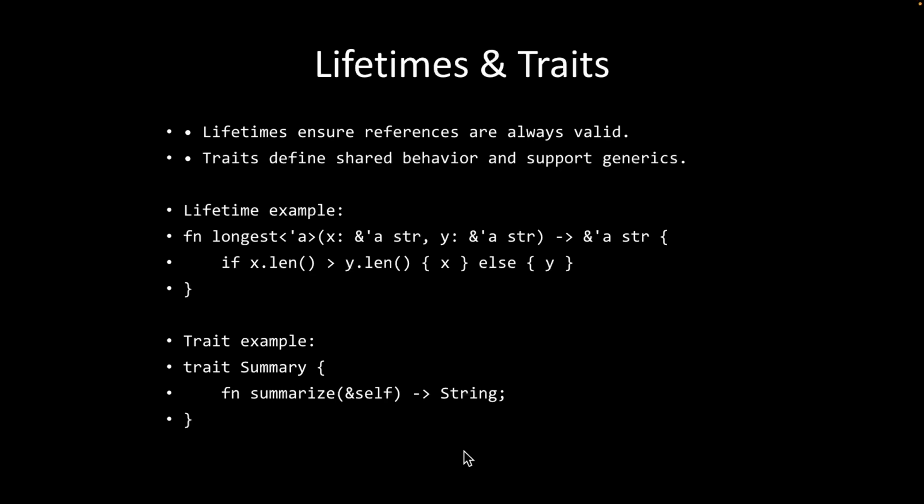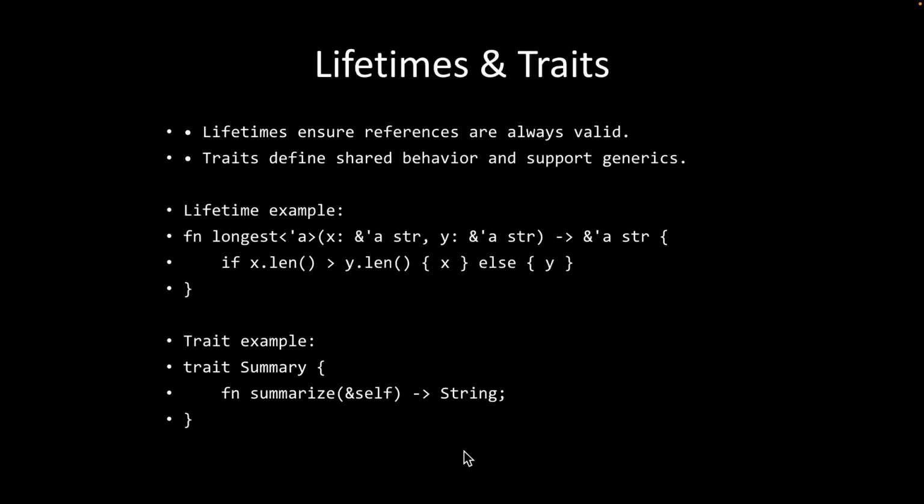And then the parameters are x, which is a reference to a string, which is a string slice, and the string slice has a lifetime of tick A, and y has the same lifetime, and it is also a string slice. The function returns another string slice with tick A as its lifetime. The important thing is that as a reader of this function signature, it is already clear to me that the lifetimes of the parameters that are passed in and the return value are effectively the same.